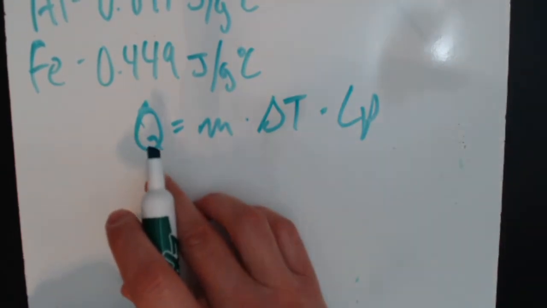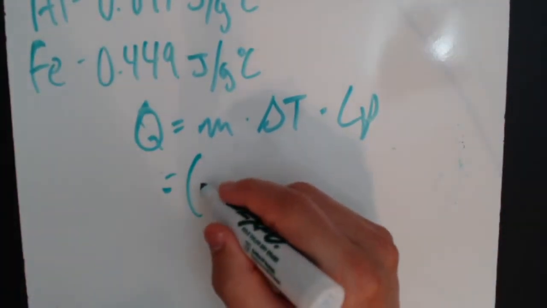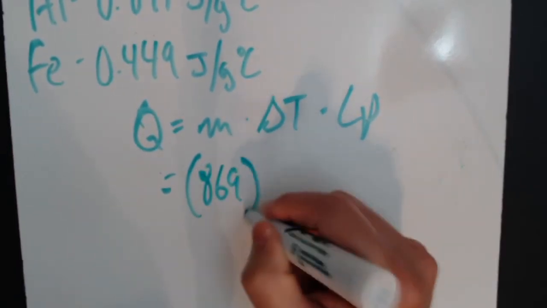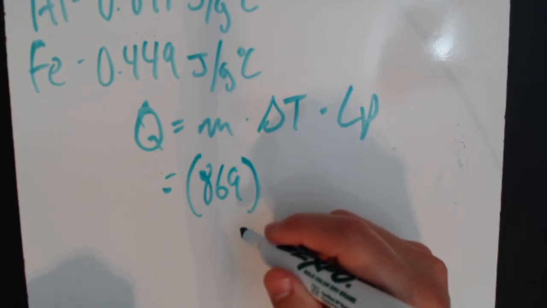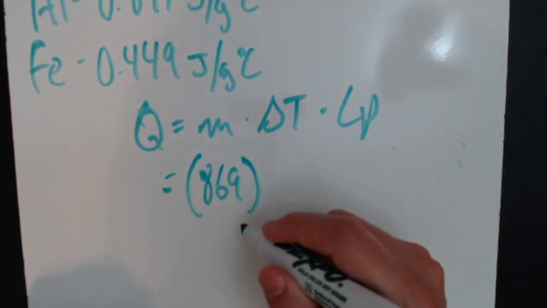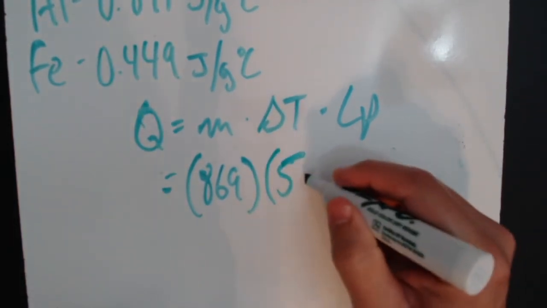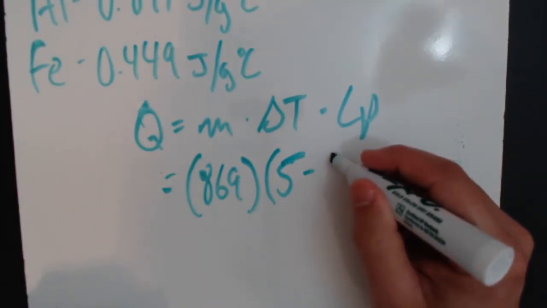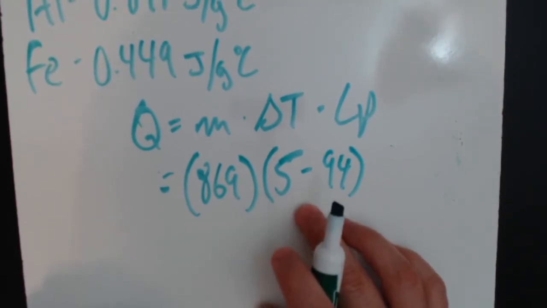Let's just fill in the variables that we have. Our mass is 869 grams. Change in temperature: it says it cools from 94 to 5 degrees. So from means that's our initial, 94 is our initial, and 5 degrees is our final. So this is going to be final, 5, minus the initial, which was 94, which should give us a negative value, and that's good because we already said that our Q should end up being negative here.